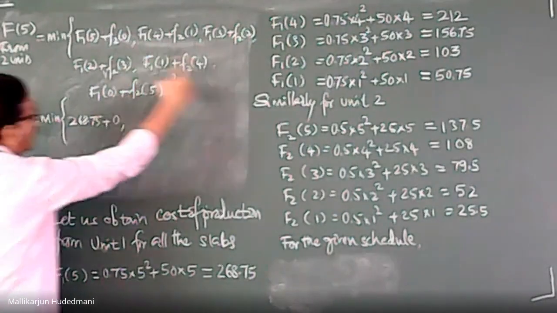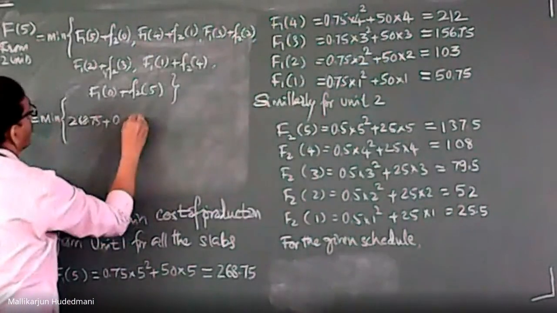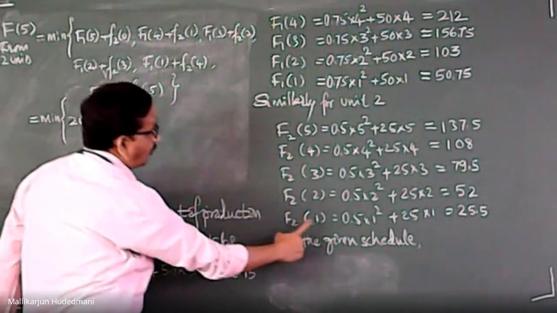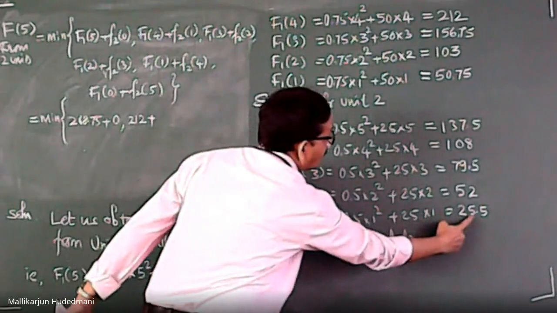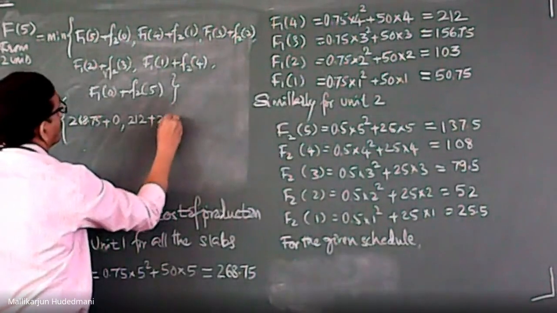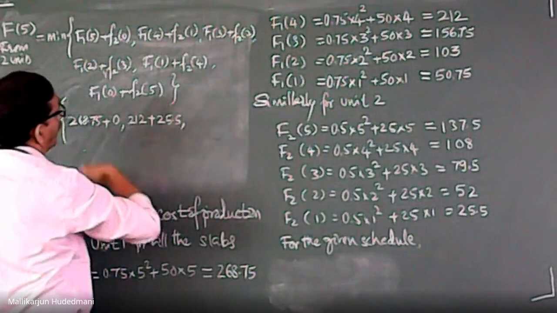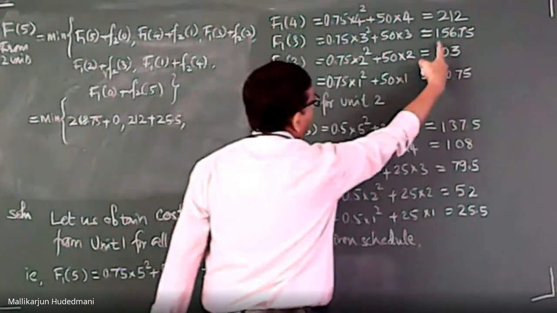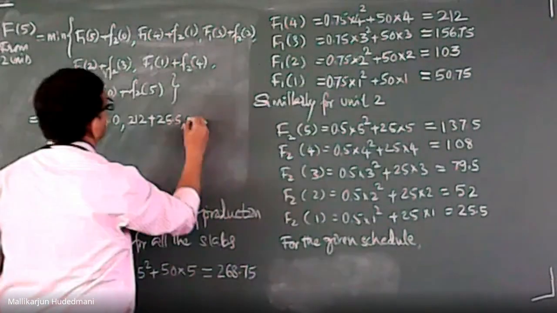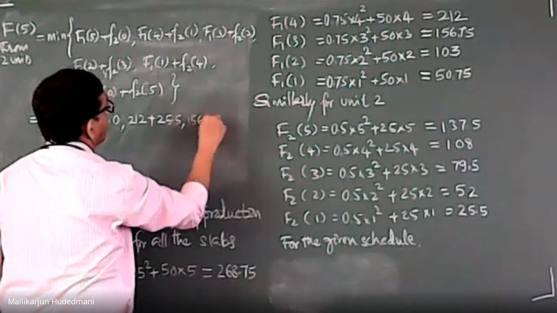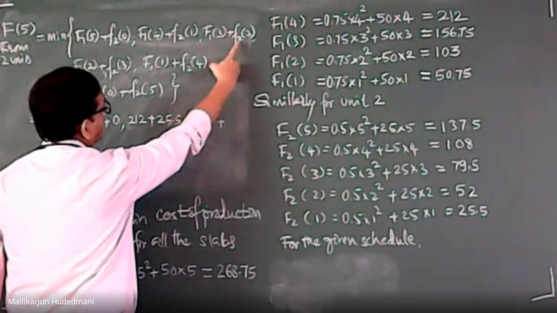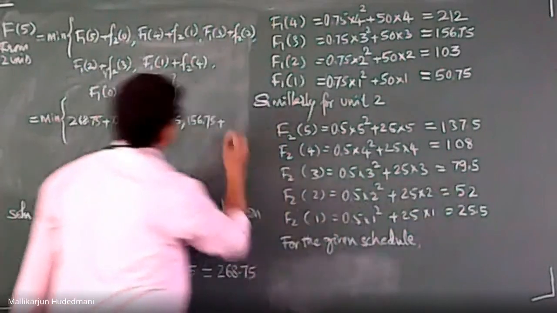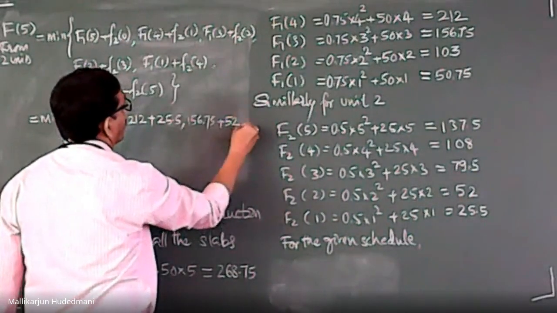What is F14? F14 is there with me. This 212 plus, what is F21? 1 megawatt if I obtain from this machine. What is the value here I have? 25.5, comma. What is the third one here? F1 with 3 turns out to be 156.75 plus. What is F22? F2 with the 2 megawatt loading. The value is 52. So I write here 52, comma.